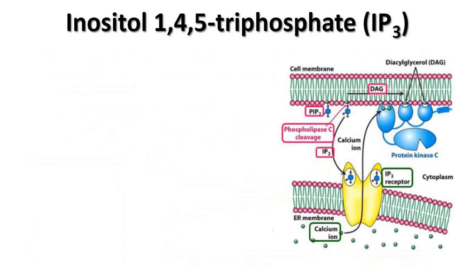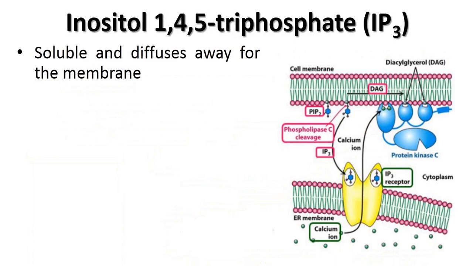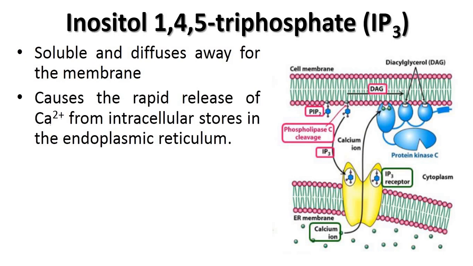Now we study the role of inositol 1,4,5 triphosphate. What is the role? It is soluble and it diffuses away from the membrane. It is no longer membrane bound. This diffusion away from the membrane causes a rapid release of calcium from the intracellular stores in the endoplasmic reticulum.